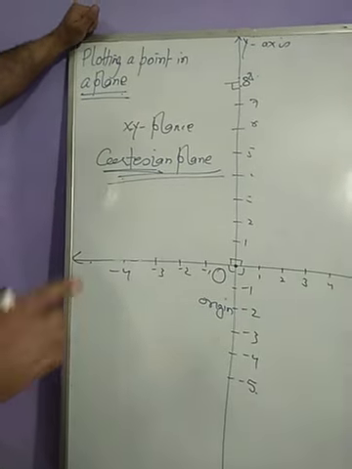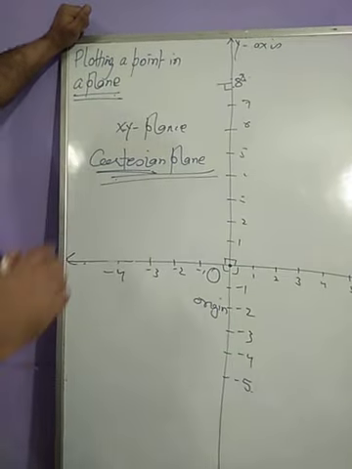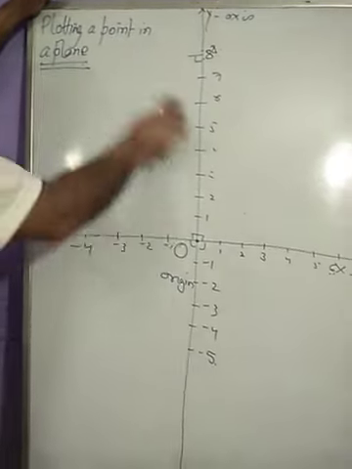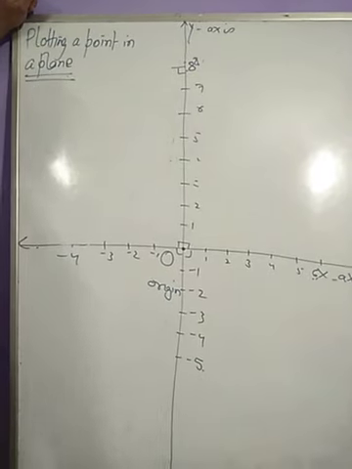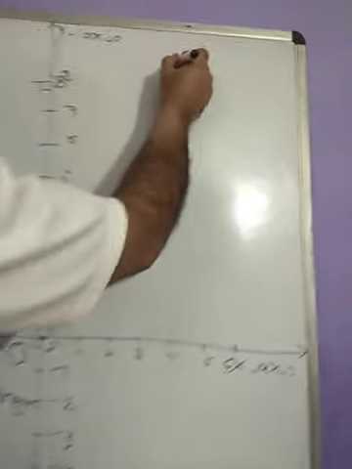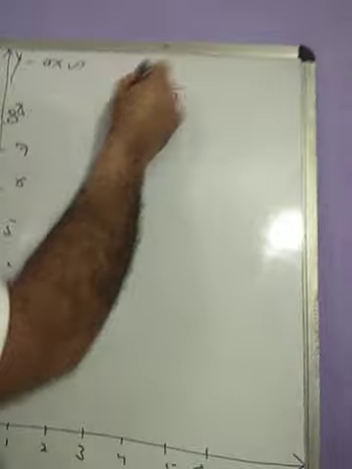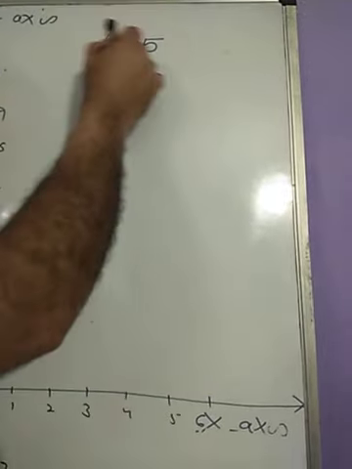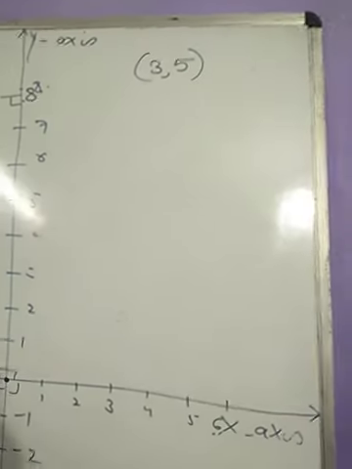Now we'll see how to plot a point in the plane. You have done it earlier in the previous class. Now we'll do it again. Suppose the point is 3,5. This is the point which we are asked to plot in the Cartesian plane.